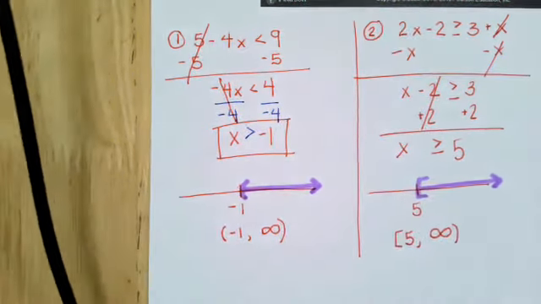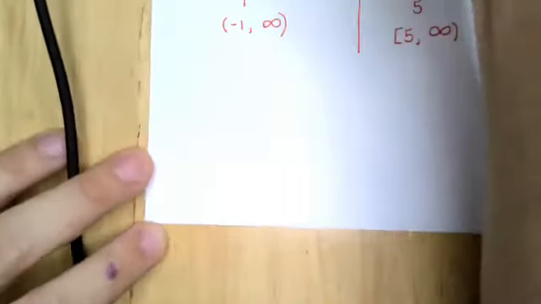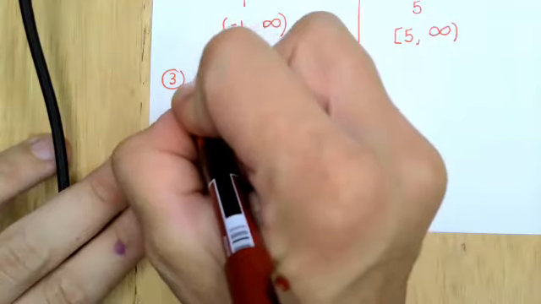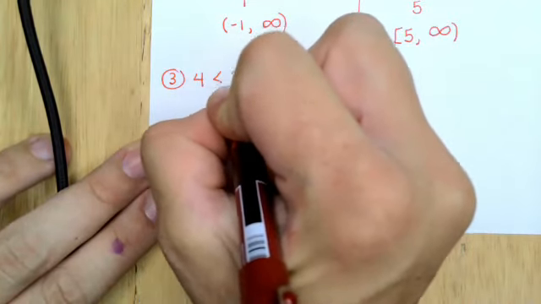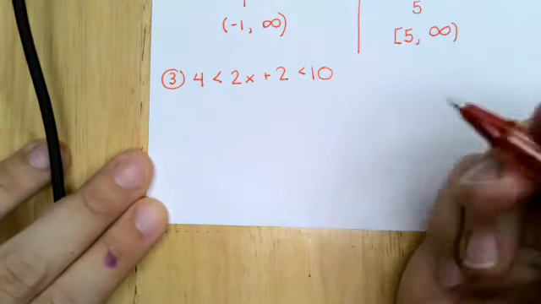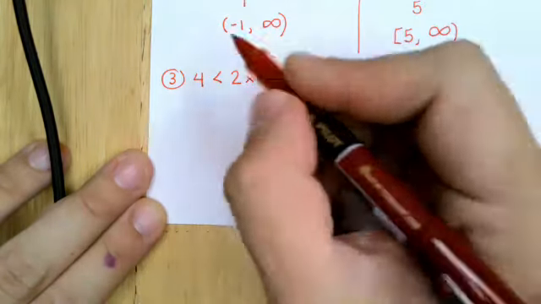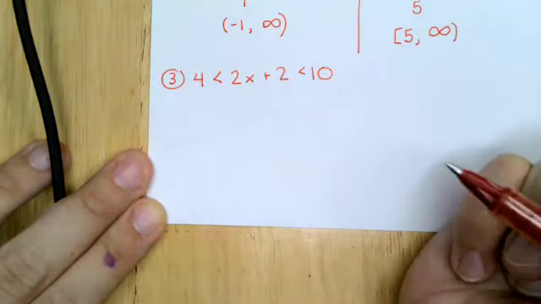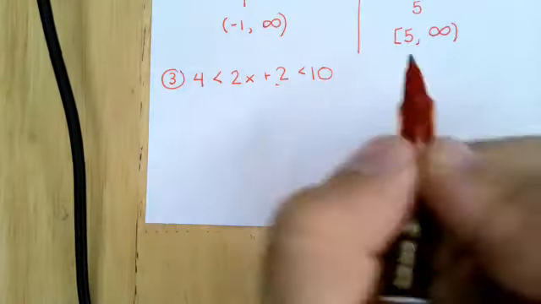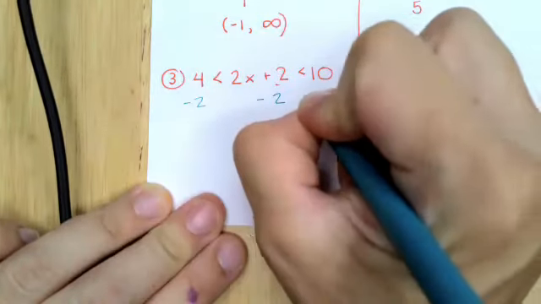Example 5. All right, so this one looks like 4 is less than 2x plus 2, which is less than 10. We want to isolate the x in the middle, right? And I have 3 sides of the equation. I have the left side, the middle, and the right side. So anything I do in the middle, I need to do to all 3 sides instead of 2. All right, so I'll subtract 2, subtract 2, subtract 2.